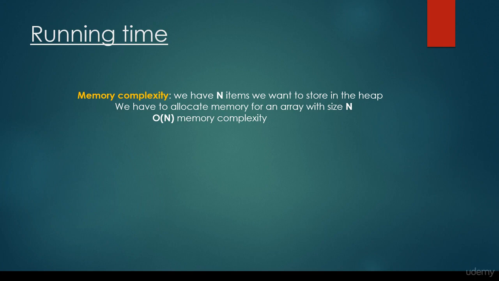So what about the memory complexity? We have n items we want to store in a heap data structure, so we have to allocate memory for an array with size n. That's why the memory complexity is going to be linear, O(n). Of course, it's not that counterintuitive because somehow we have to store these n items. So it's going to have O(n) memory complexity.